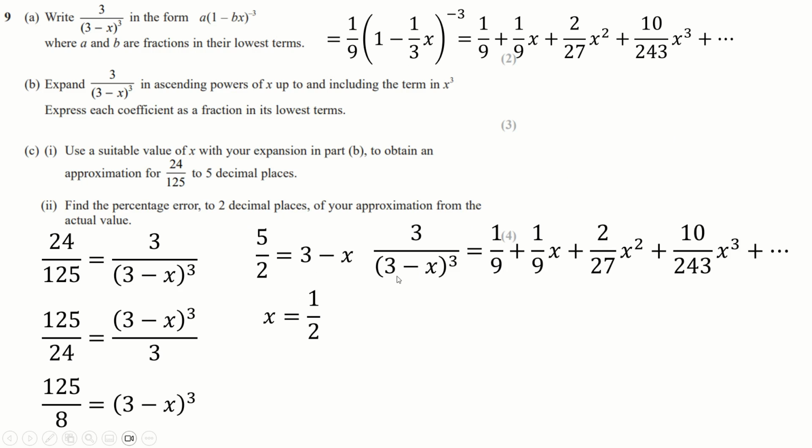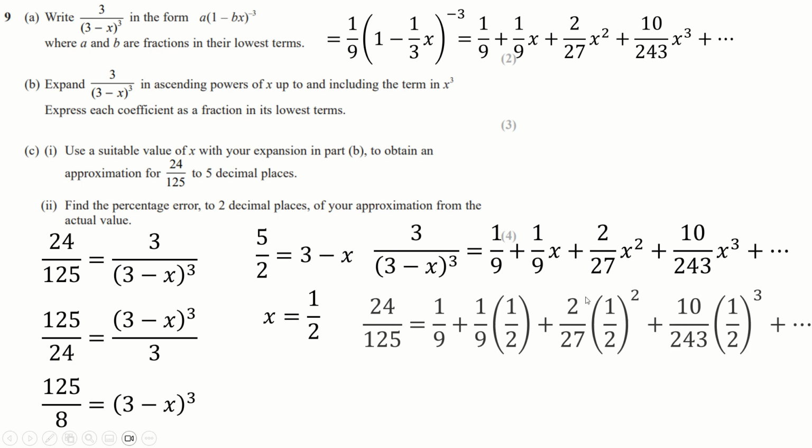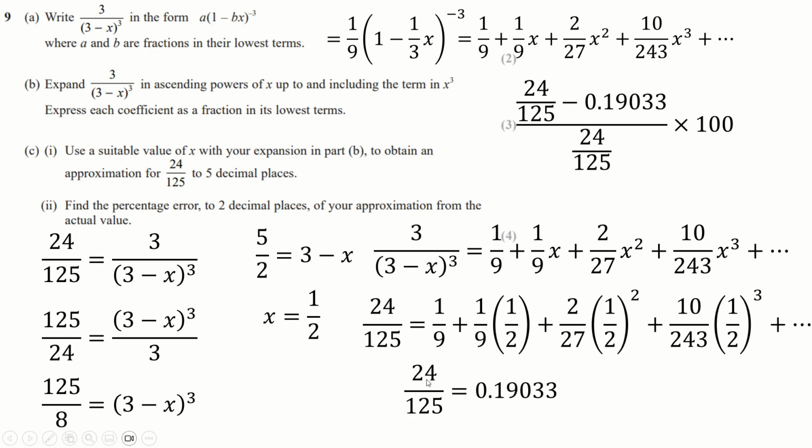And this is equal to 25 over 125, like I said here, if x is a half. So if x is a half, this turns into a 24 over 125, and this turns into whatever it does when x is a half, which is roughly this. And so therefore those two things are the same, roughly speaking, to this decimal place here. Find the percentage error, so find the difference between these two things, and then divide by the true value, which is of course the fraction, and then times by 100, and you'll get this percentage error here apparently.